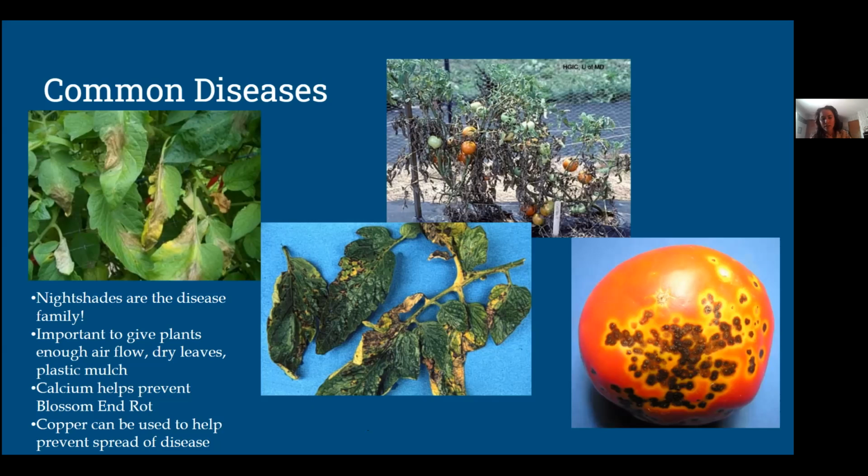And this is what blossom end rot looks like with the nightshades, and calcium can help prevent the blossom end rot. Copper can also be used to prevent the spread of disease. But this is another topic that we can delve further into in a different class, plant diseases and pests. I'm not going to get super far into that with this class.